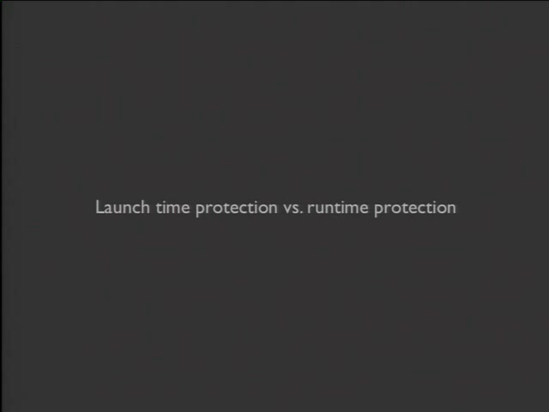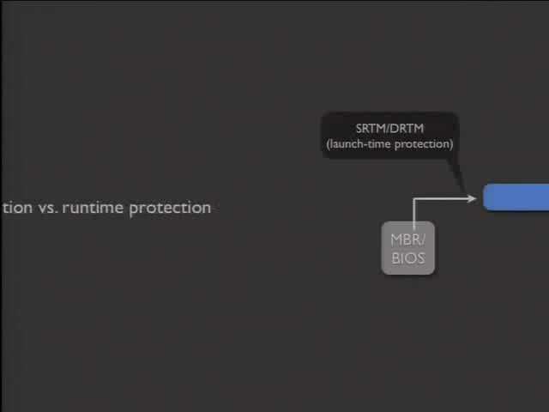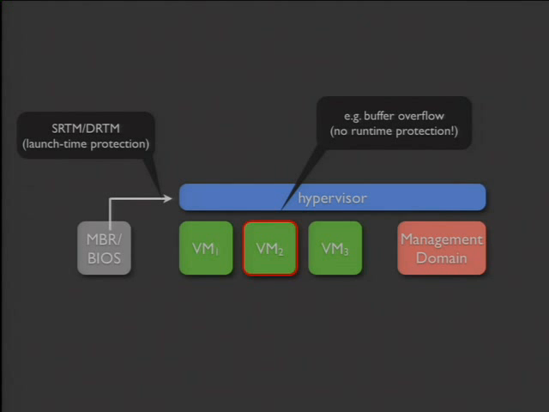So here you have an example. The system has been booted securely using SRTM or DRTM. So immediately after the system has booted, it was clean, it was fine. But then it's possible that there is some weakness in the hypervisor, say a buffer overflow or any other coding error, which enables some evil entity to exploit it and take control over the hypervisor. TXT does nothing to prevent that. Simply, it's not in the scope. So you have to be aware that TXT provides one thing, the integrity of the boot process, but nothing about runtime protection.